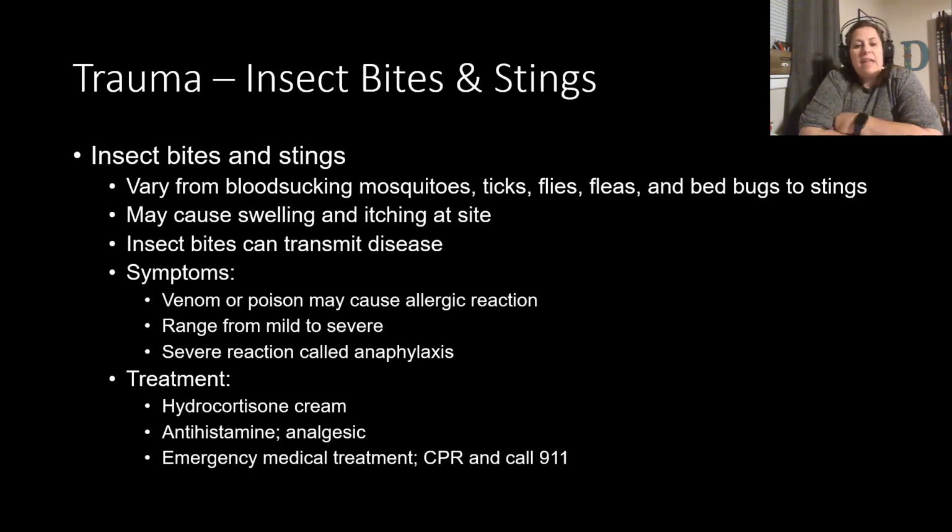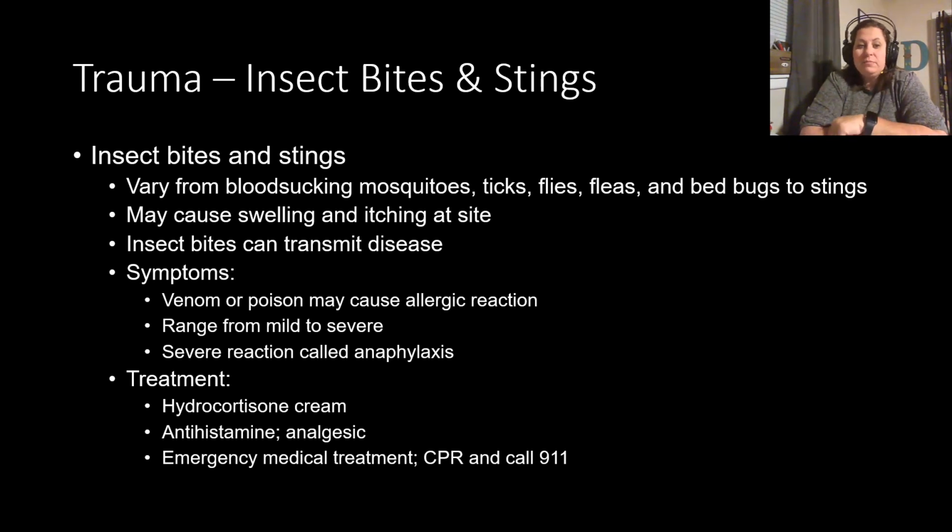All right, staying in there with trauma, let's talk a little bit about insect bites and stings. Insect bites and stings are going to vary depending on what kind of insect we're looking at, but they can vary from blood-sucking mosquitoes to ticks, flies, fleas, bed bugs, to also things that sting like hornets, bees, stuff like that. They may cause swelling and itching at the site of the bite or the sting. Insect bites can also transmit other diseases like malaria. We also saw earlier Lyme disease, things like that.